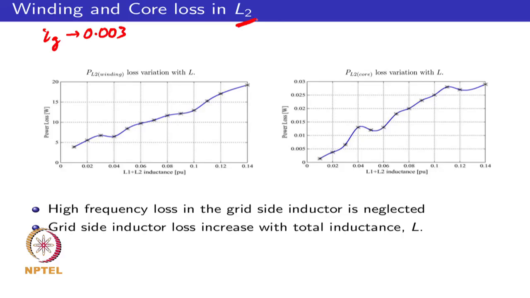So, if you look at the fundamental frequency loss term in the inductor L2, again you can see the underlying characteristics. The core loss is in the range between 0 and 0.03. The winding loss is in the range between 0 and 20. So, if you look at the overall losses, the winding loss is the dominant term because we have selected a ferrite core inductor, and the losses in the total inductance would be the sum of the losses in L1 plus L2. So, the underlying trend in both these cases is actually increasing losses as you are increasing the value of L.